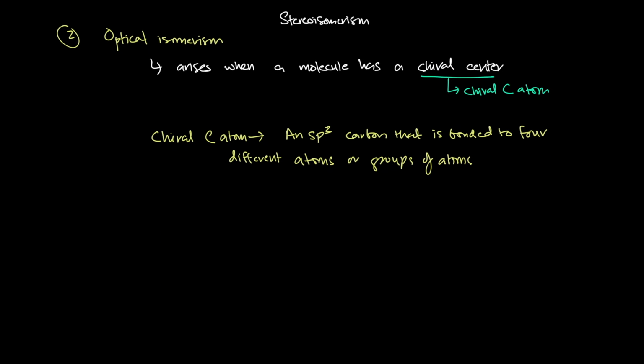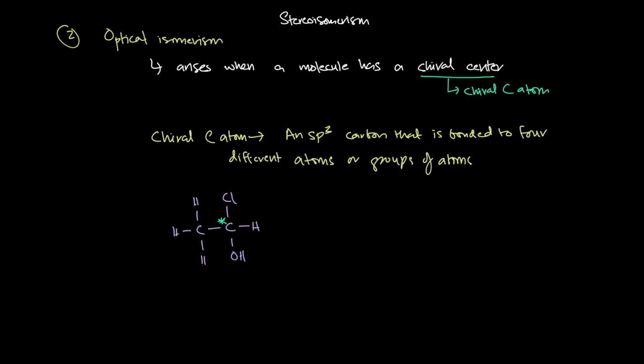All right. Let's look at an example. Let's say you have this molecule here. Now over here you notice that this carbon atom is bonded to 4 different atoms or groups of atoms. This is known as a chiral carbon. Why is this a chiral carbon? Because again, it's bonded to a chlorine, a hydrogen, an OH, and a CH3.